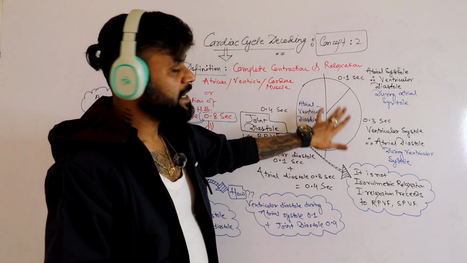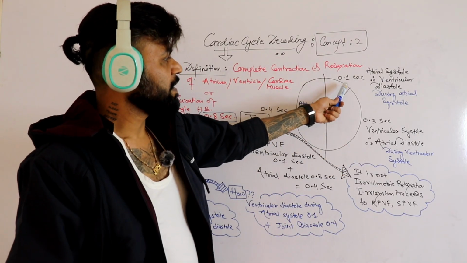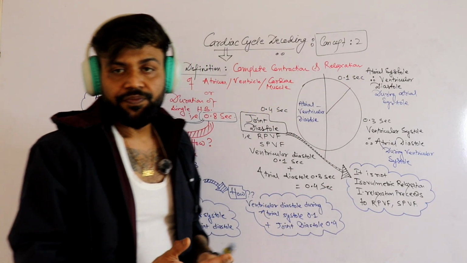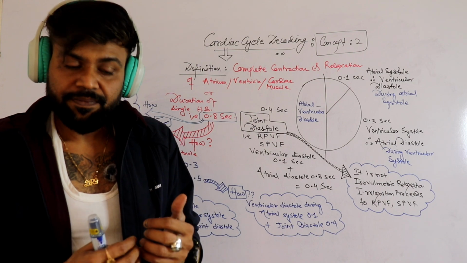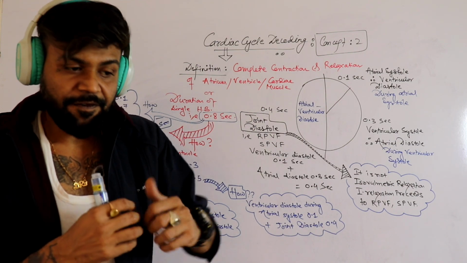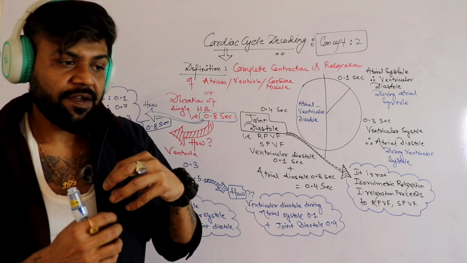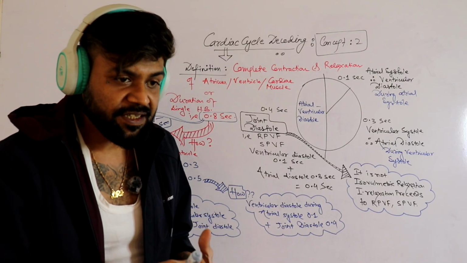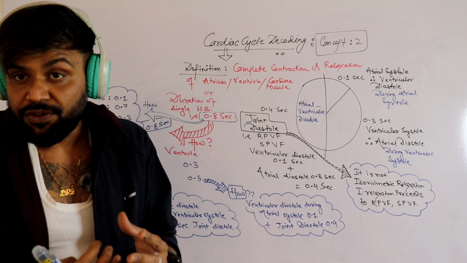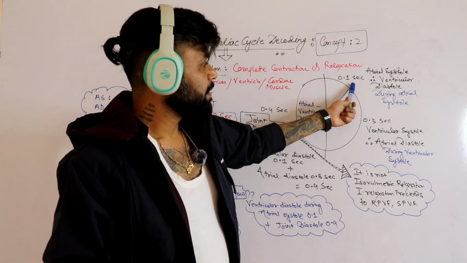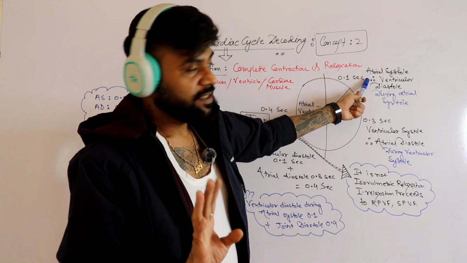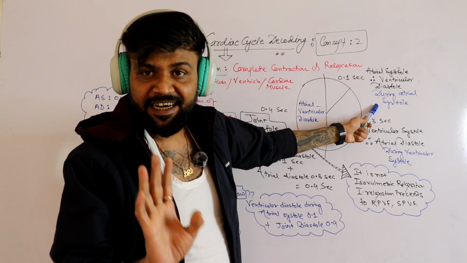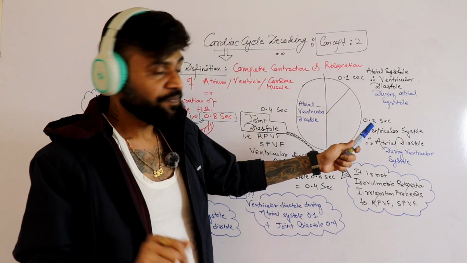In this pie diagram, we can clearly see I have written 0.1 second is required for the atrial systole. Now, we know systole and diastole is a consecutive unit. If the atrium is under systole, then the ventricle will definitely be in diastole. If the ventricle is in systole, the atrium is going to be in diastole. So, this 0.1 second of atrial systole means the ventricle is under diastole during atrial systole. That means the same time is being taken, 0.1 second, right or wrong?